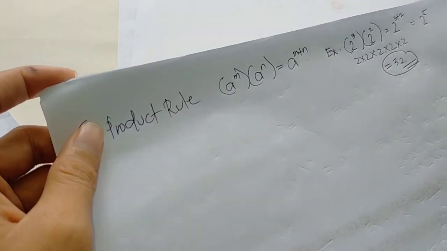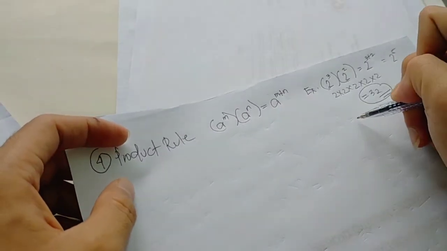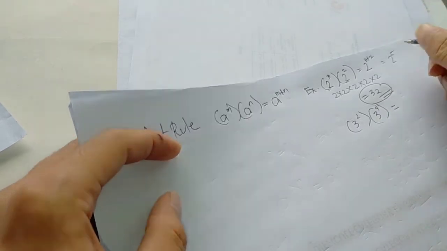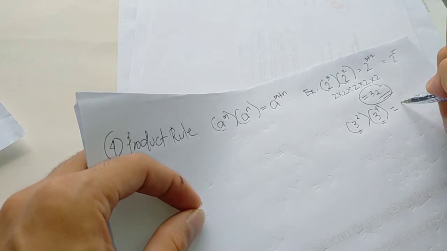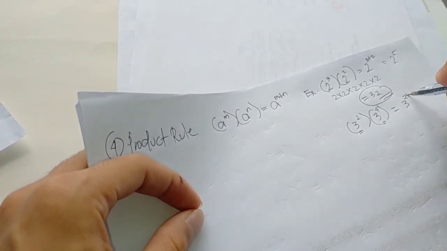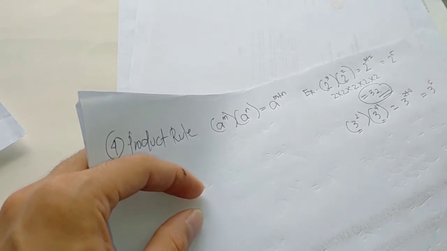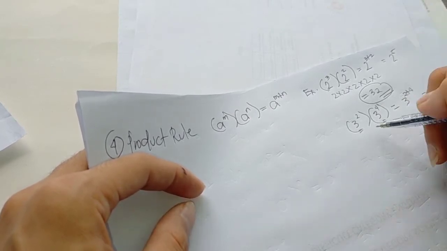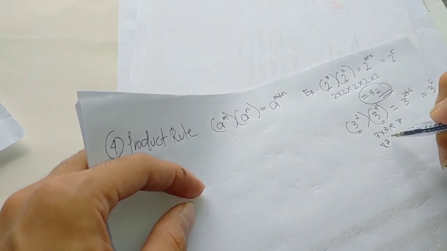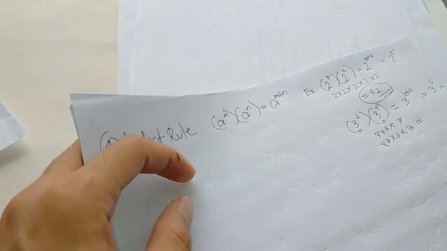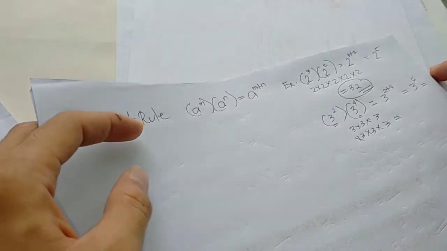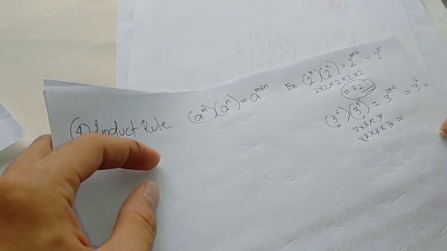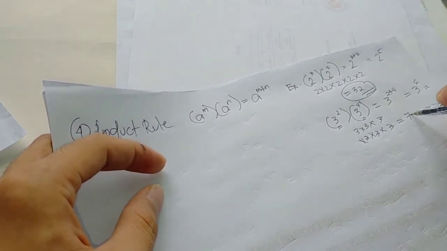Let's have another example para mas maintindihan nyo yung product rule. If we have naman 3 raised to 2, in parentheses, multiplied to 3 raised to 4. So, copy the base, so that is 3. Then, add the exponents, 2 plus 4. It will become 3 raised to 6. Now, 6 na 3 daw po minultiply. Hindi po yan 3 times 6 ha. So, it will become 3 times 3 times 3 times 3 times 3 times 3. Ganyan po yan. Ang ibig sabihin ng exponent, hindi po yan 3 times 6. Kasi sometimes we tend to, parang gusto natin makasolve ng mabilisan, nagkakamali tayo. So, it will become 729.